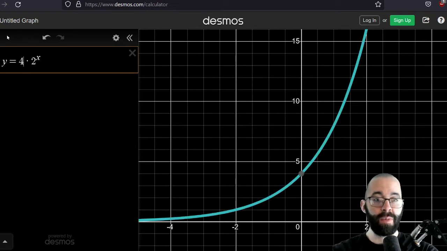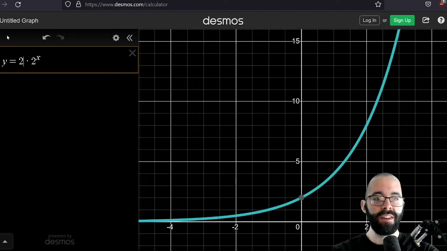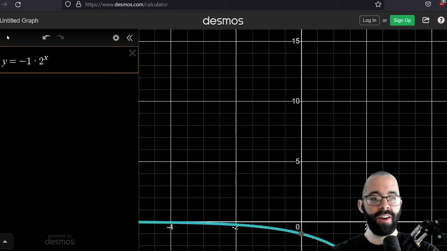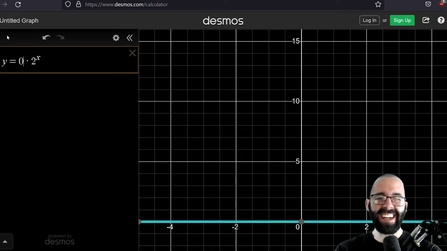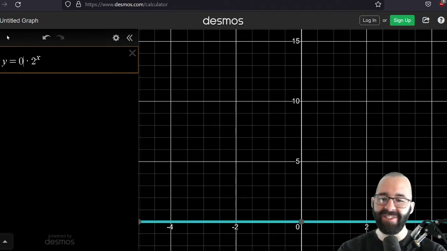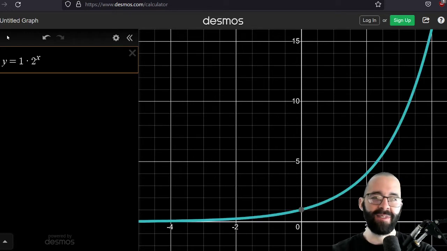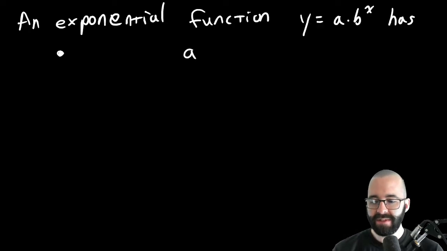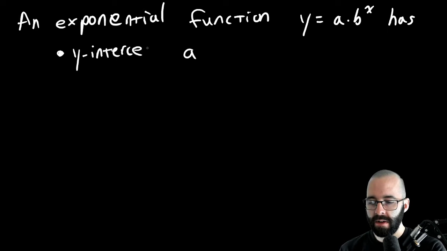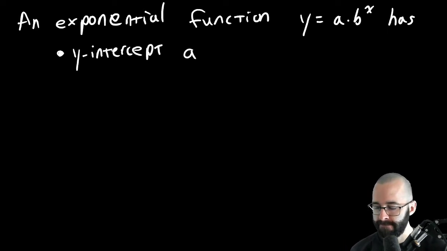If I change it to 4, what happens to the y-intercept? The y-intercept becomes 4. If I change it to 2, the y-intercept becomes 2. If I change it to -1, oh, the y-intercept becomes -1. If I change it to 0, yeah, don't do that. You multiply it by 0, the whole function's 0. Don't multiply it by 0. 1, y-intercept of 1, and so on. So a is always going to be the y-intercept. It has y-intercept a.